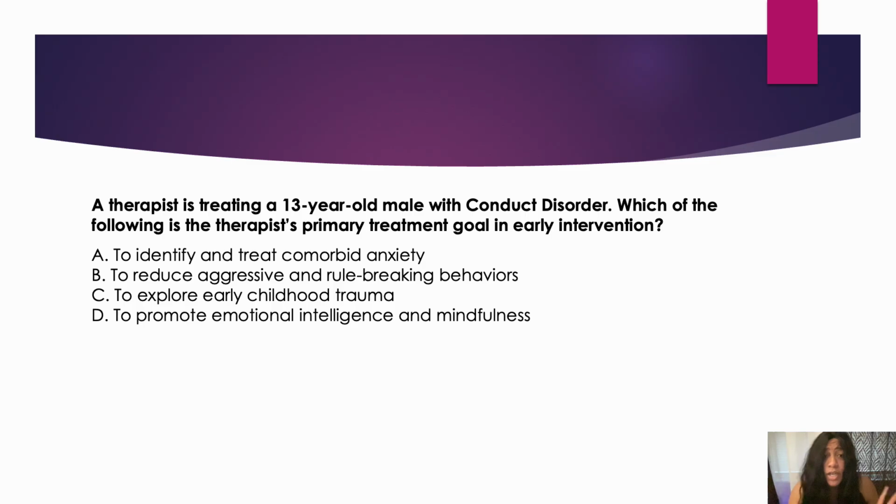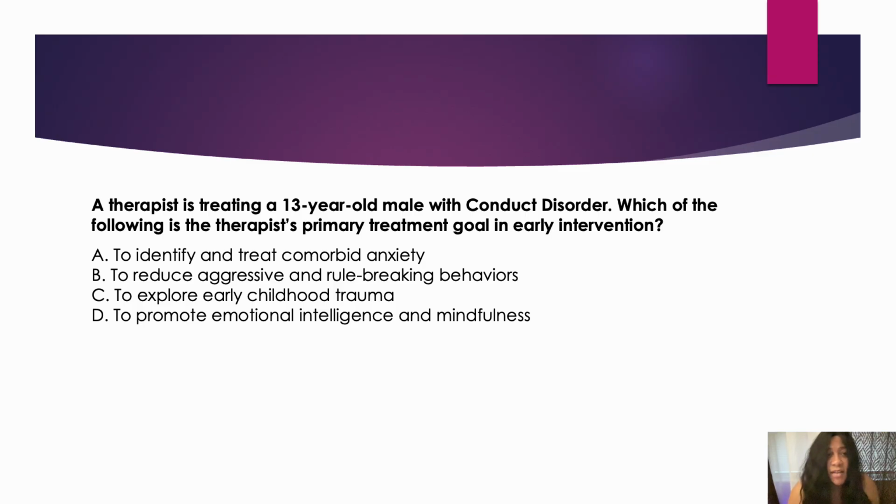We have a 13-year-old diagnosed with conduct disorder. We're looking for the treatment goal as an early intervention. We're just getting started with this person, so we need to intervene and we need a goal for something that's early on in therapy, right?